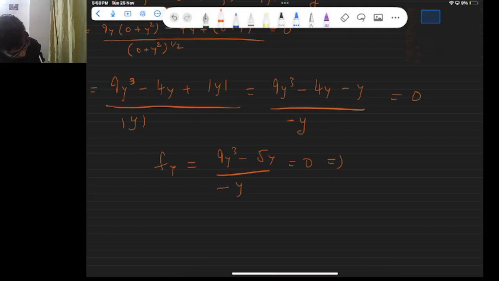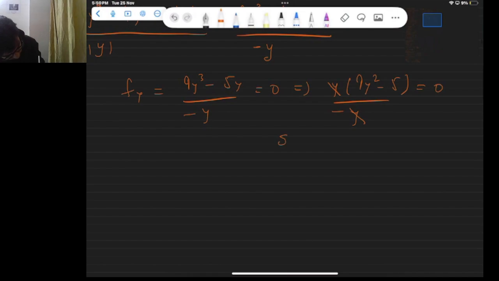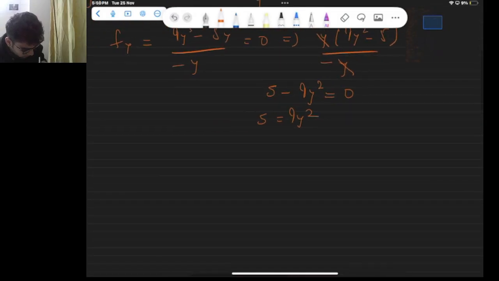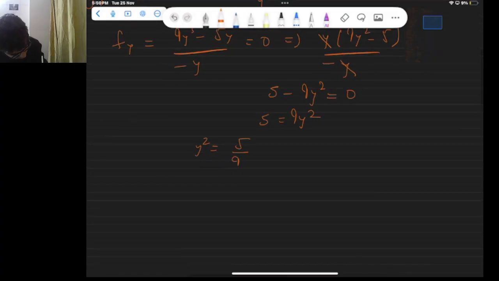This is equal to f of y, so if I take y common, this will give me 9y square minus 5 over negative y, and y gets cancelled, this will be equal to 0. So I'll be left with 5. If I take the negative sign in the numerator, 5 minus 9y square equals 0, so 5 is equal to 9y square. So I'll be left with y square equals 5 upon 9, which gives me plus minus root 5 upon 3.